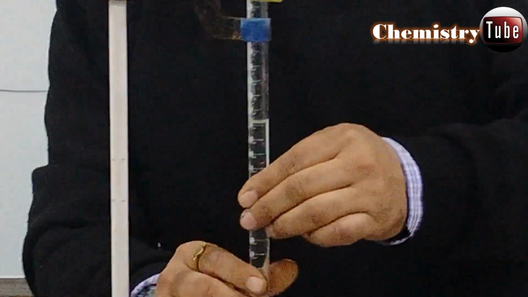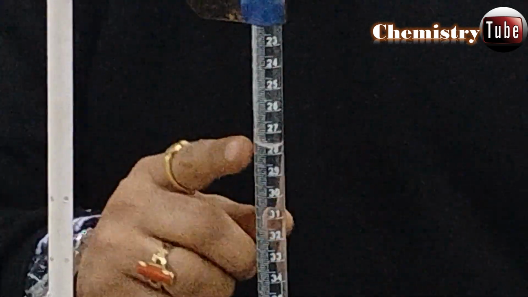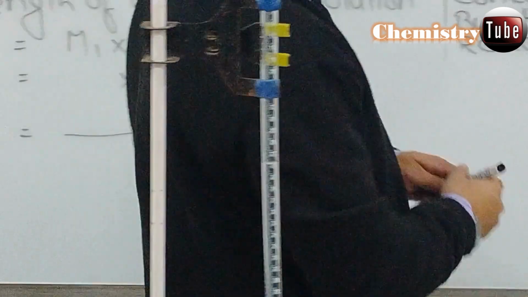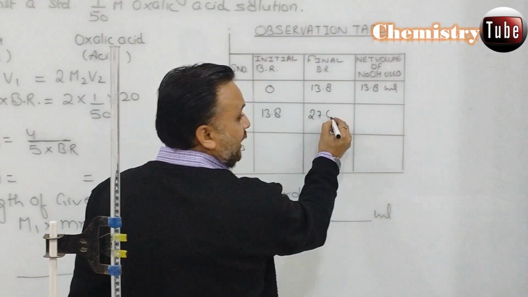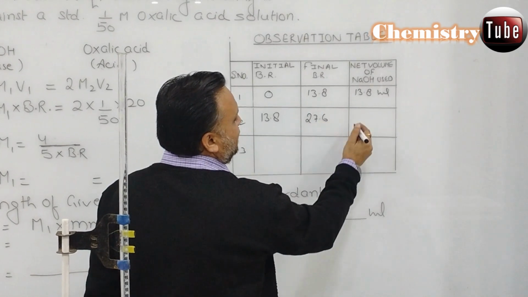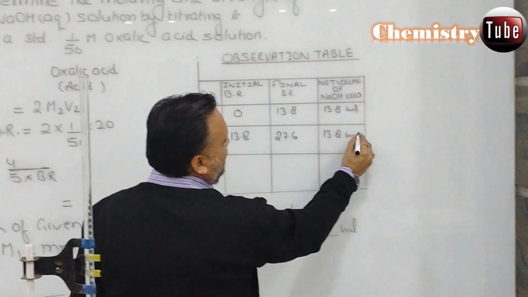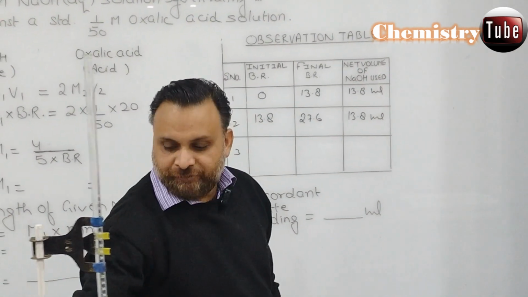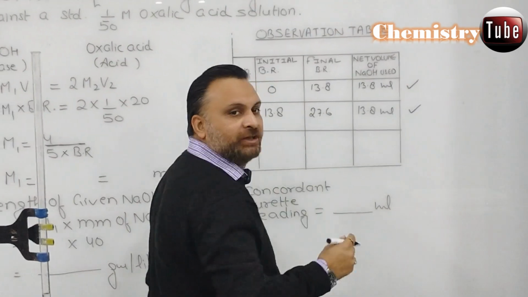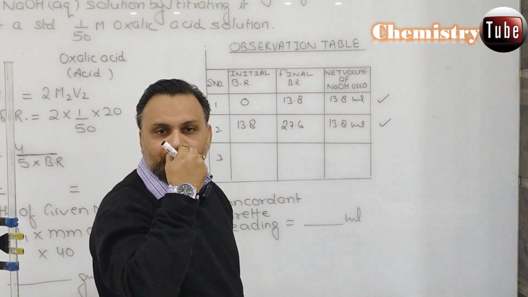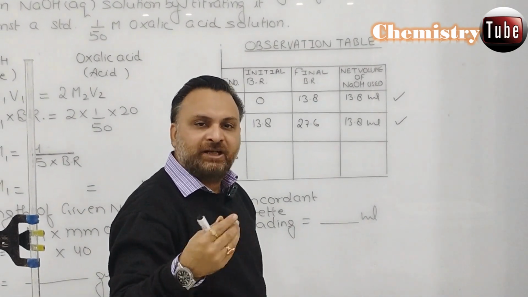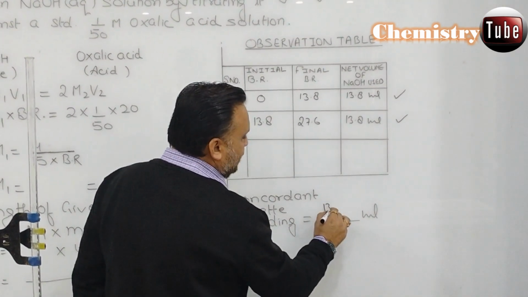Will you please zoom in? Is it visible? Okay, done. Now our second burette reading is 27.6 ml. So when we subtract 13.8 from 27.6, again we get 13.8 ml. Because we have obtained two similar burette readings, which are our concordant burette readings, we need not perform a third reading. If you want to, you can. If you don't want to, then it's okay. So let us put this reading here, 13.8 ml.